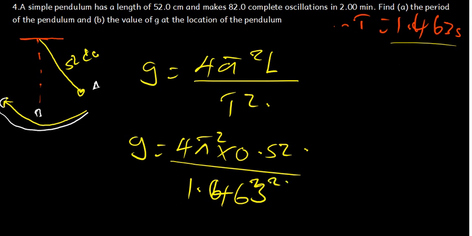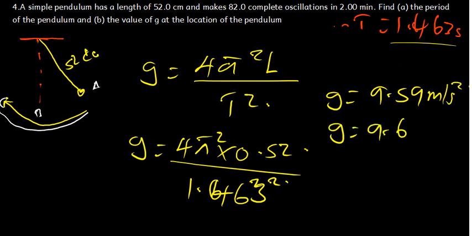So we get our calculator and say 4, then pi squared times 0.52, everything divided by 1.463 squared. I'm getting my g as 9.59 meters per second squared, or we can say g is equal to 9.6 meters per second squared. So that is it for this question. Now let's go to the next question.